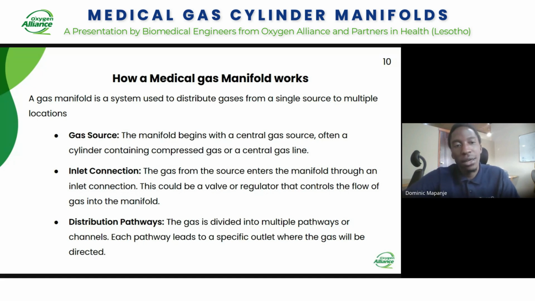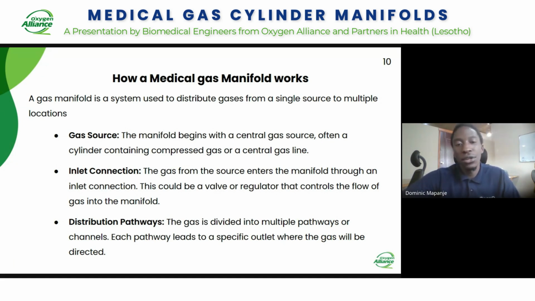So it has already been said that a gas manifold is a system used to distribute gases from a single source to multiple locations. So we have several components here. Firstly is the gas source. This is where you are getting new gas. For example, if you have a cylinder filling manifold, you have a gas source which will be used to get the gas that will be used to fill those cylinders. And when you have a supply manifold, it means that you actually have your cylinders as a gas source, which will then be allowed to go to the outlets through the pathways or the pipeline.